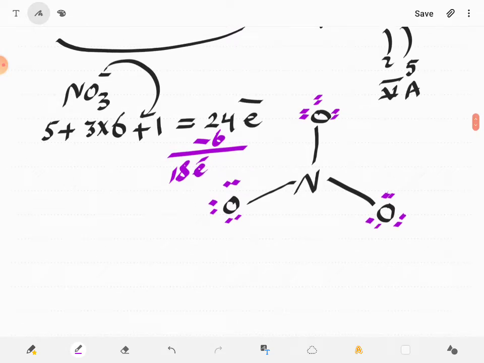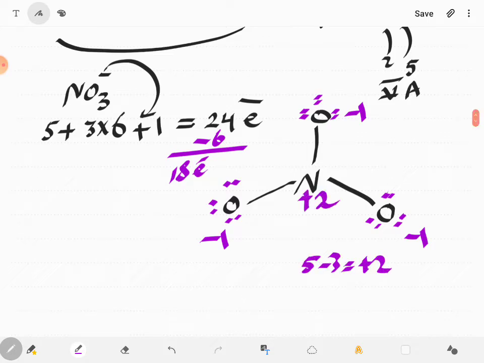Is this stable? We'll see from the formal charge. So 6 minus 7, this is minus 1. I will not repeat what I did before. So here minus 1, and here minus 1, here minus 1. But what about here? It's 5 minus 3 equals positive 2. So this is positive 2. But here is just minus 1 only.